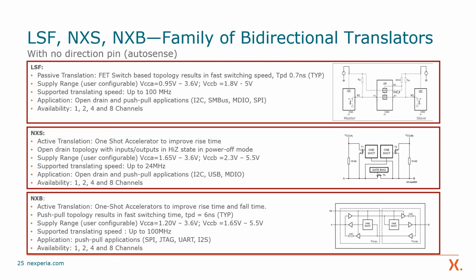The devices that we are offering are in 1, 2, 4, and 8 channels. And for the NXB, we not only have active acceleration on the low to high, but also from the high to low. So if you had a long trace length and you had more stray capacitance on the line, then NXB would be the one to use. But any of the 3 families can be used for bidirectional AutoSense translating.